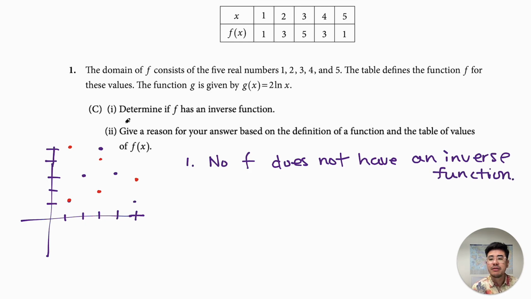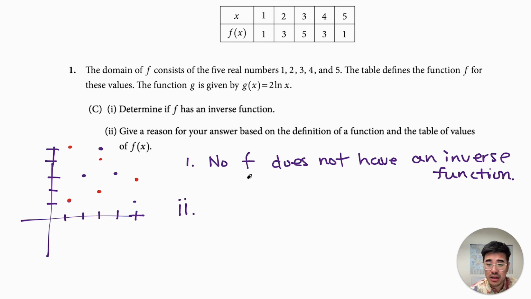The nice part is if it says determine, you're not going to have to do extra work. Now, part 2 is the hard part, where it says give a reason for your answer based on the definition of a function and the table of values in f of x. A couple ways we can think about it. A function is invertible if and only if it is 1 to 1, right? So every x yields a singular y point, but this one is not 1 to 1.